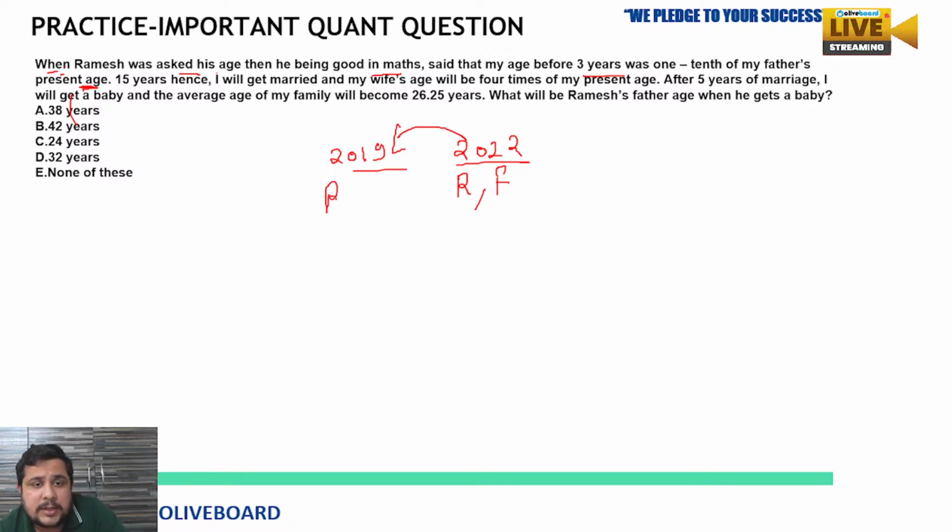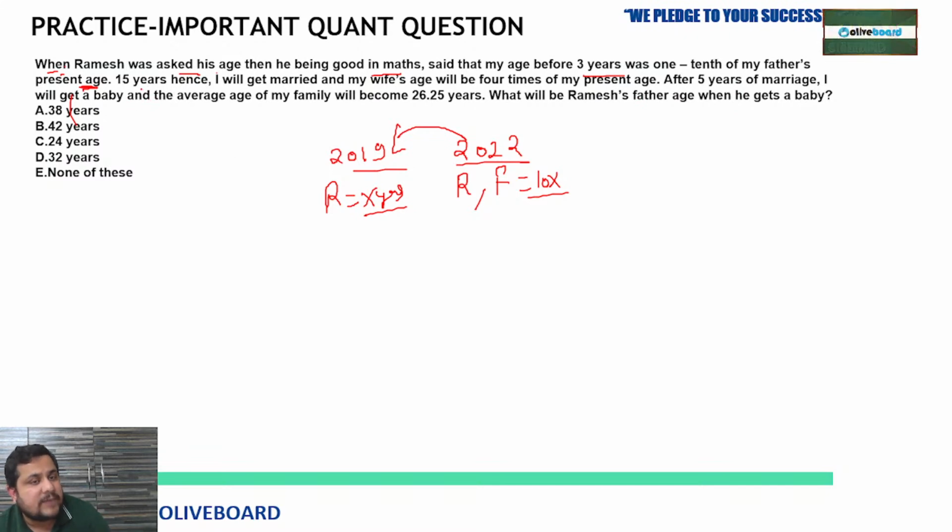So here we can assume the age of Ramesh is X years. Then his father's age at present would be what? 10X. This we can take from the first statement. So I am capturing the data which is given to us.